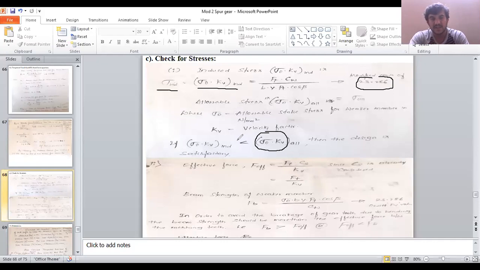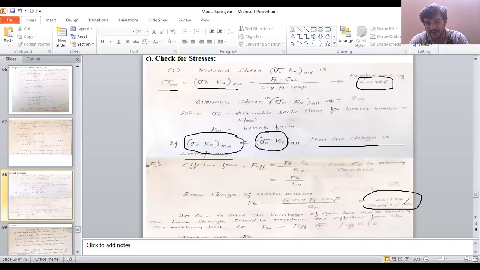Yeah. Now, if the induced stress is less than the allowable stress, then the design is safe or satisfactory. Similarly, calculate the effective force and bending force. Effective force, as you know, is Ft by kV. Bending force is again the modified equation of 23.286 by omitting the kV value. Then compare: the effective force should be less than the bending force, or the bending force is greater than the effective force. Consider this condition. If the effective force is less than the bending force, then the design is also safe. Whatever module we choose is safe. Design is safe.